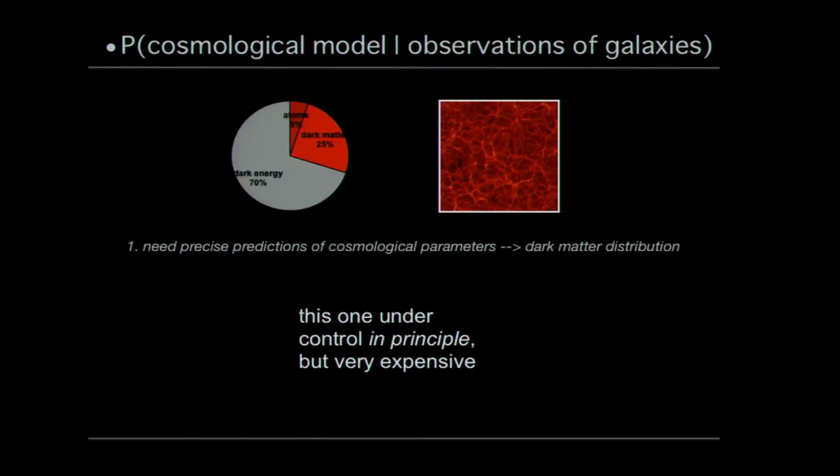Okay, so the first step is to get from the cosmological parameters just to the evolution of structure as mapped by the dark matter distribution. This one is sort of under control in principle, and by that I mean we understand what physics is relevant on the relevant scales if we're talking mostly about large scales, and we know how to calculate that, but it's very, very expensive.